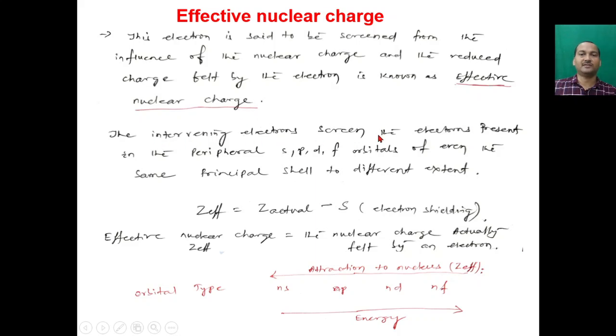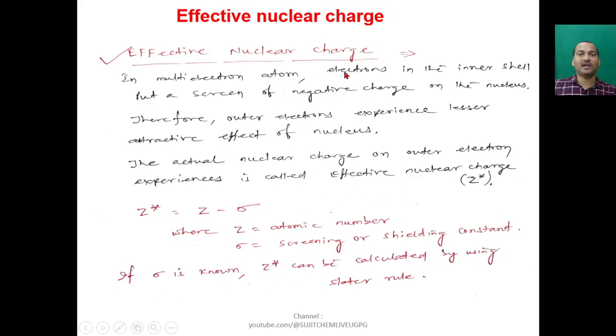So the intervening electrons screen the electrons present in the peripheral s, p, d, f orbitals of even the same principal shell to different extent. So Z effective, that is effective nuclear charge, is equal to Z actual minus S, the electron shielding. So effective nuclear charge Z effective is the nuclear charge actually felt by an electron. So for the orbitals ns, np, nd, nf, in this way Z effective will decrease and the energy will go on increasing.